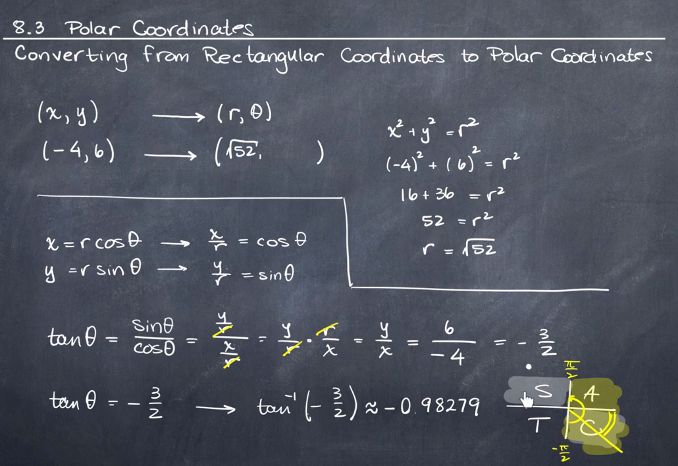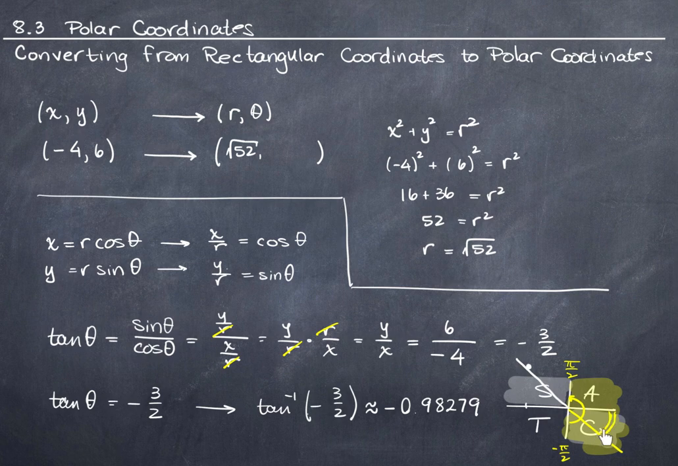So I need a reference angle here of 0.98279. So it's going to be about there. I missed my point a little bit, but the reference angle is the same, right? And I'm trying to show that that angle, or that terminal ray, will go through that point. And I need this reference angle here.